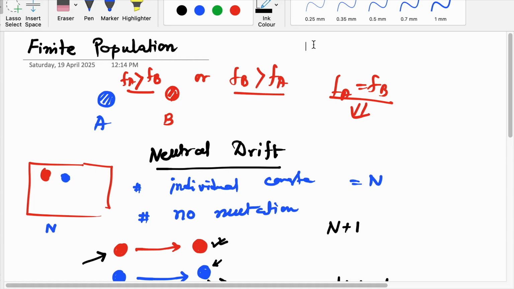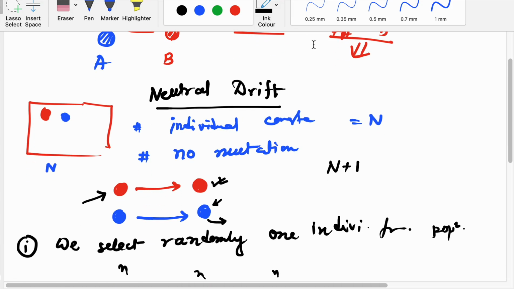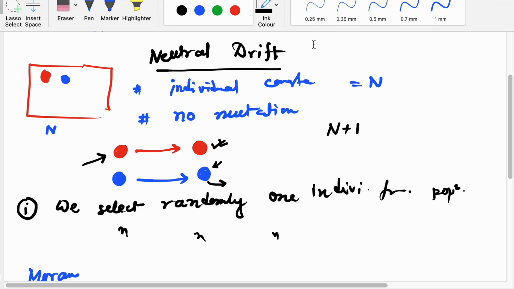So that's why we have to study the neutral drift in the finite population. Now in the finite population the process is simple. Suppose there is a population of a finite number of individuals and it remains constant, no mutation is happening, A type is reproducing only A type and B type is only reproducing B type.